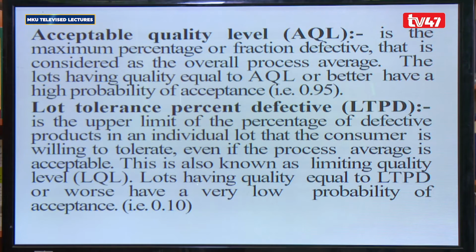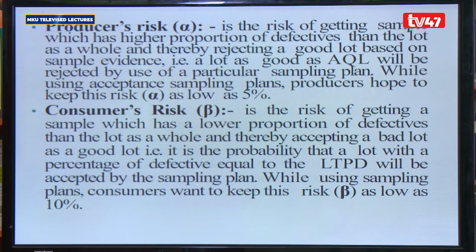This is also known as the limiting quality level, or LQL. And we have two or three more terms that we shall come across, and this is producer risk, which we denote with alpha, and the consumer's risk, which we denote with beta.